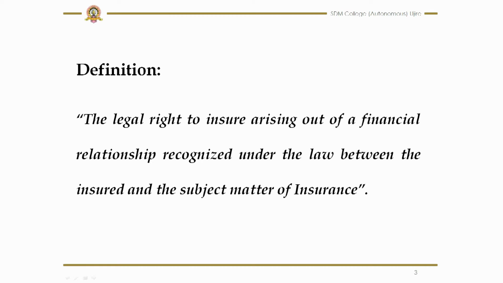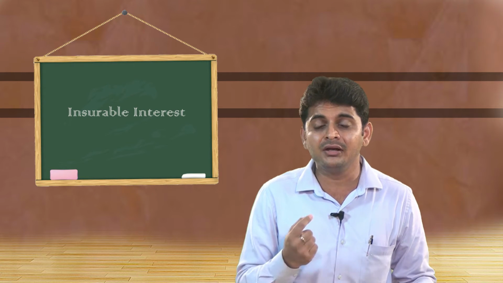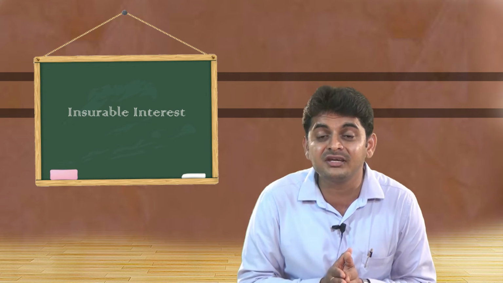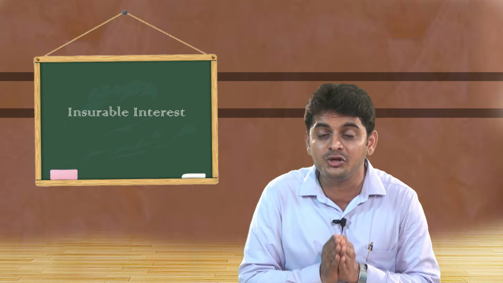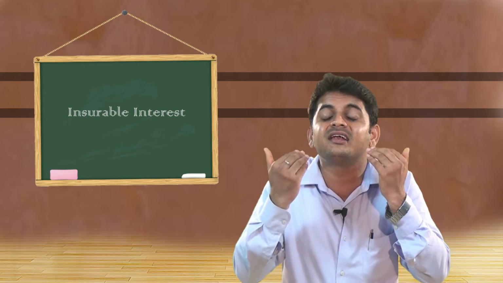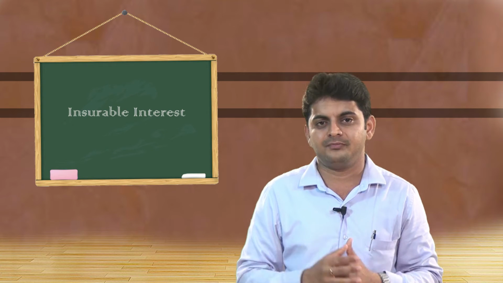Yes, let us look into the definition. A legal right to insure arising out of a financial relationship recognized under the law between the insured and the subject matter of insurance. So, it is a legal right that will arise when you have a relationship with the subject matter. So, insurance is given on the legal right of an individual over the subject matter. When will it arise? When there is a relationship between the individual and the subject matter or the life.